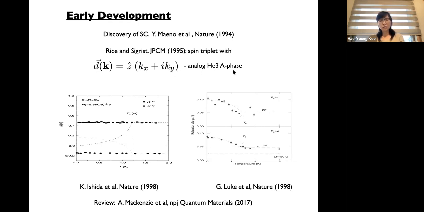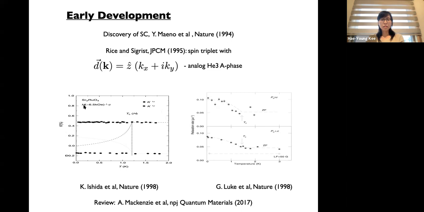And the reason for that is that in the helium-3 A phase, the mechanism comes from ferromagnetic fluctuations. And one of the 3D compounds is a ferromagnetic metal. So that was probably where this proposal originated from. And this was well received because you can see the Knight shift here.